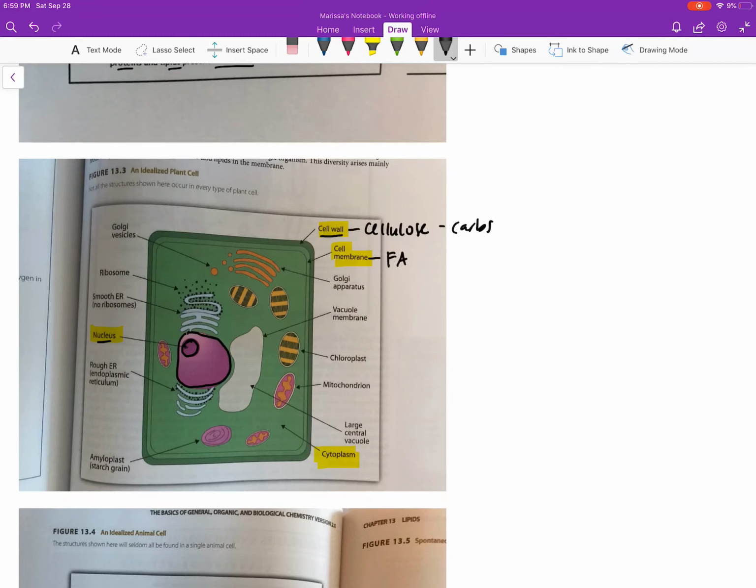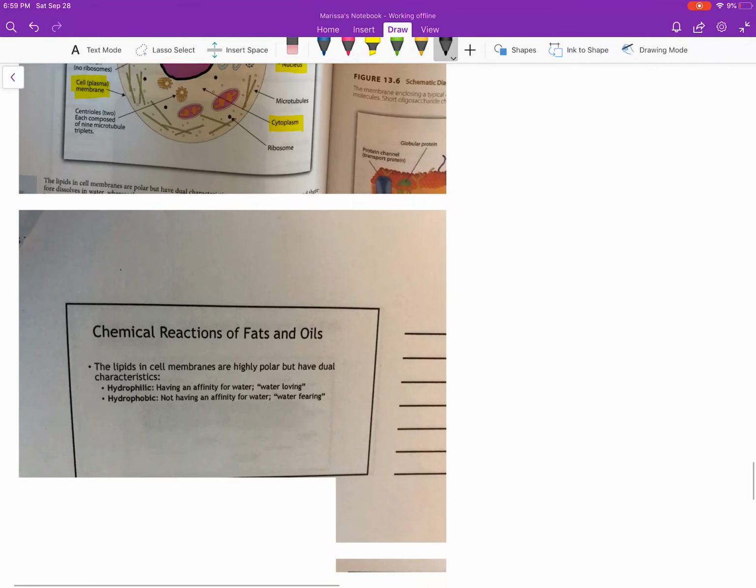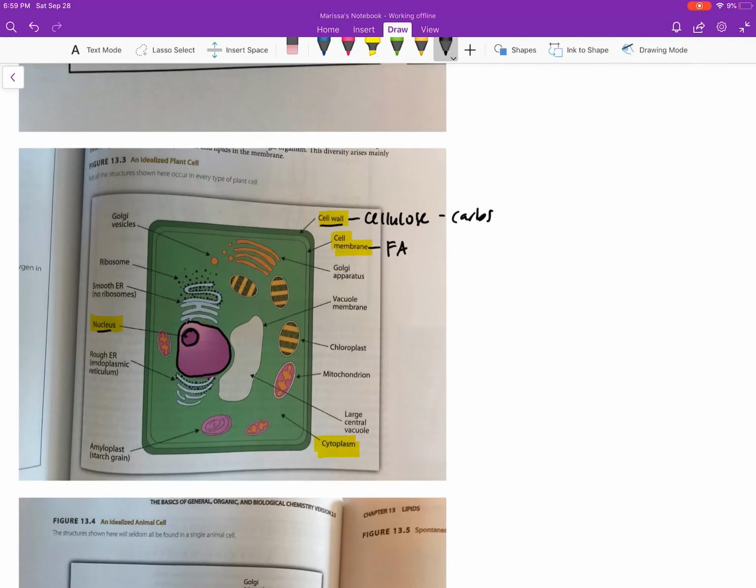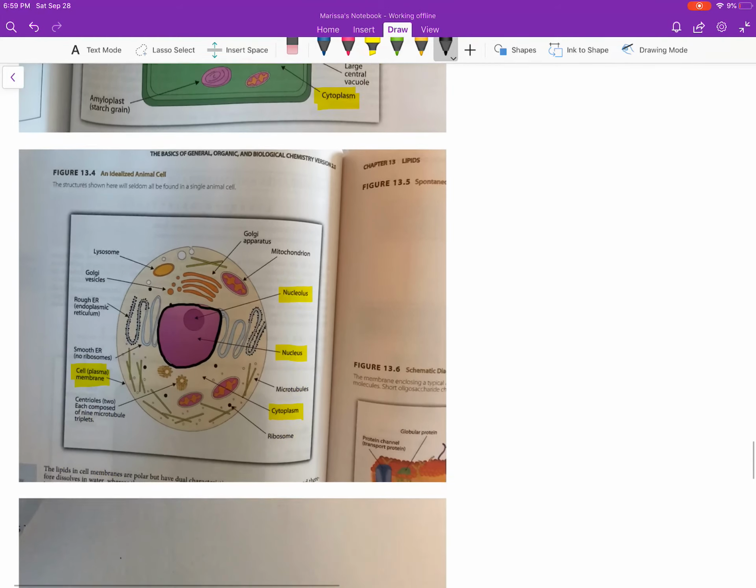So we're going to see lipids and a lot of this stuff. I'm sorry, this shouldn't have been fatty acids. I have a little bird chirping in my ear. This should be lipids.